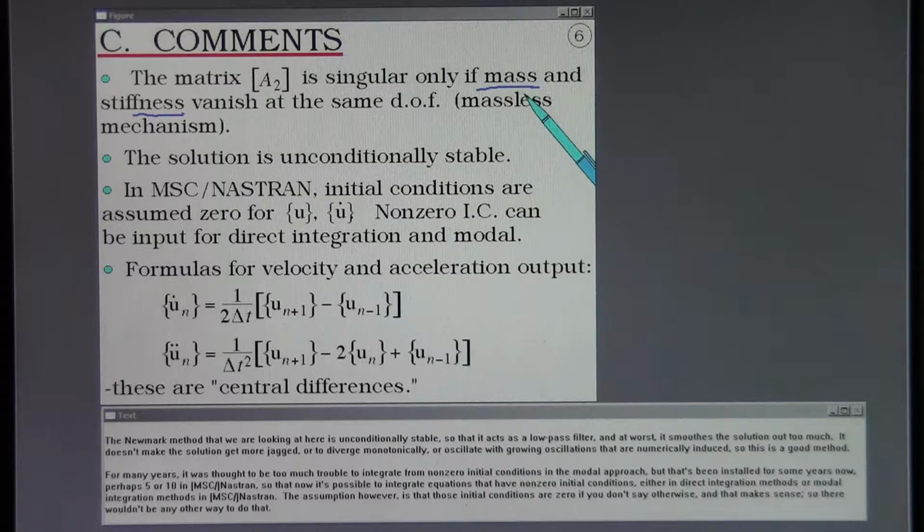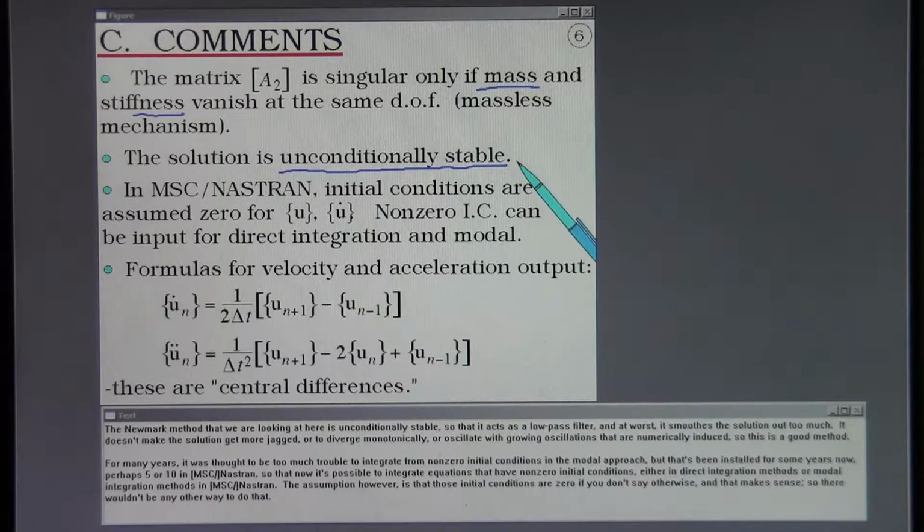The Newmark method we're looking at here is unconditionally stable, so that it acts as a low-pass filter, and at worst it smooths the solution out too much. It doesn't make the solution get more jagged or to diverge monotonically or oscillate with growing oscillations that are numerically induced. So this is a good method.